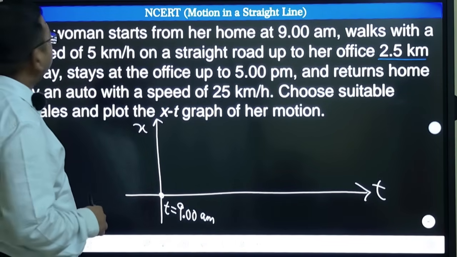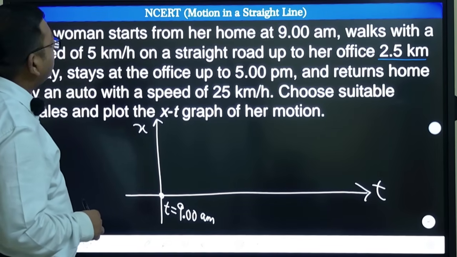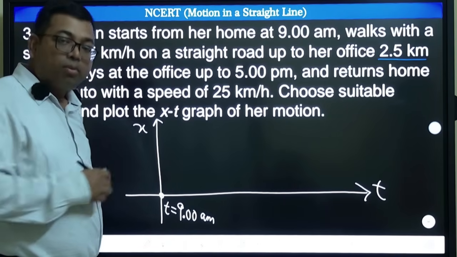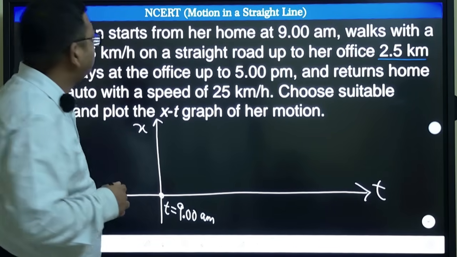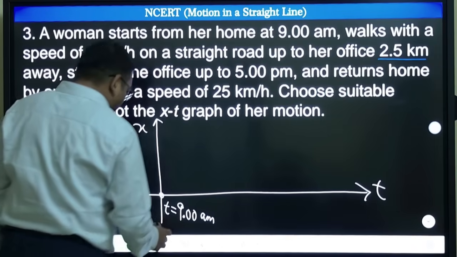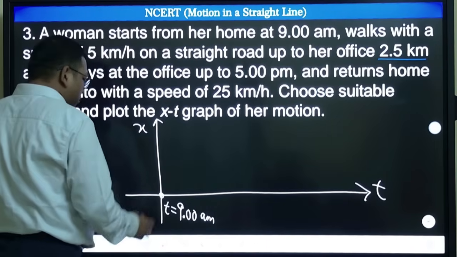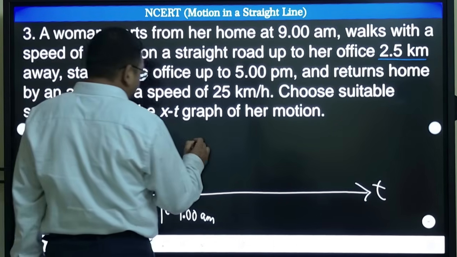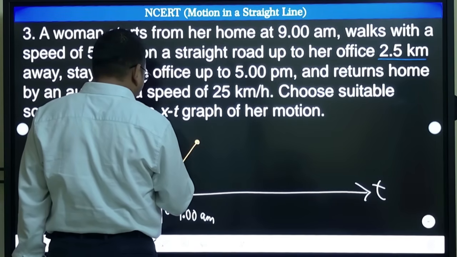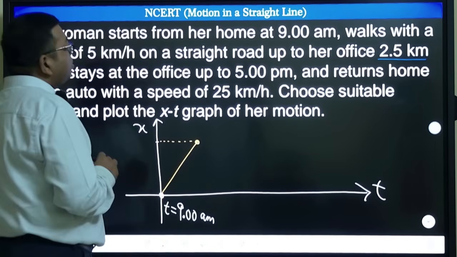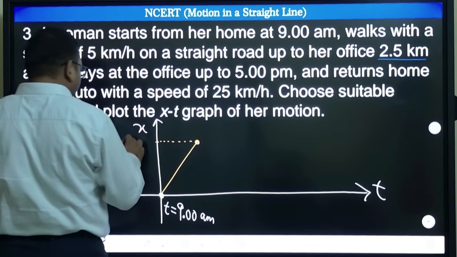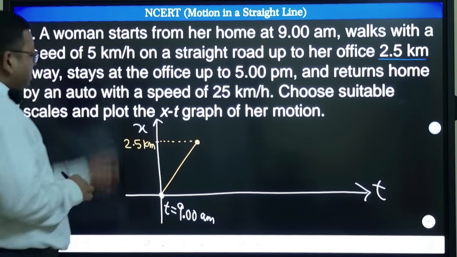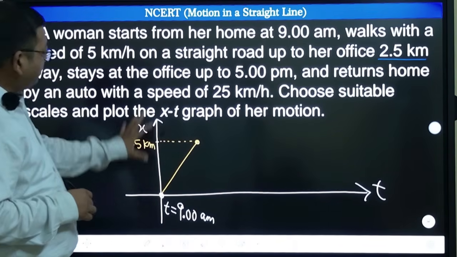Okay, this I have taken as time 0. She walks with a constant speed on a straight road up to the office, so the slope of this straight line must be constant. So 5 kilometer per hour, let us try to draw that. We can draw it this way, like this. And she reaches here at this point. This is the office. This point, how much distance? 2.5 kilometers. So this must represent 2.5 kilometers. X can be taken in terms of kilometers.